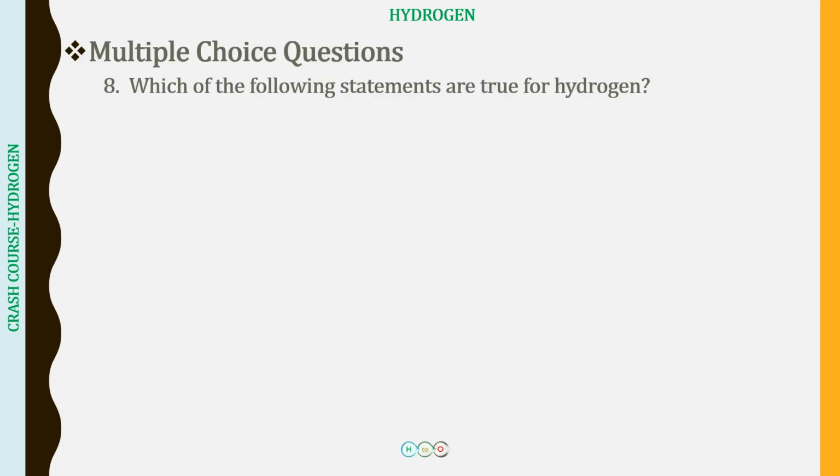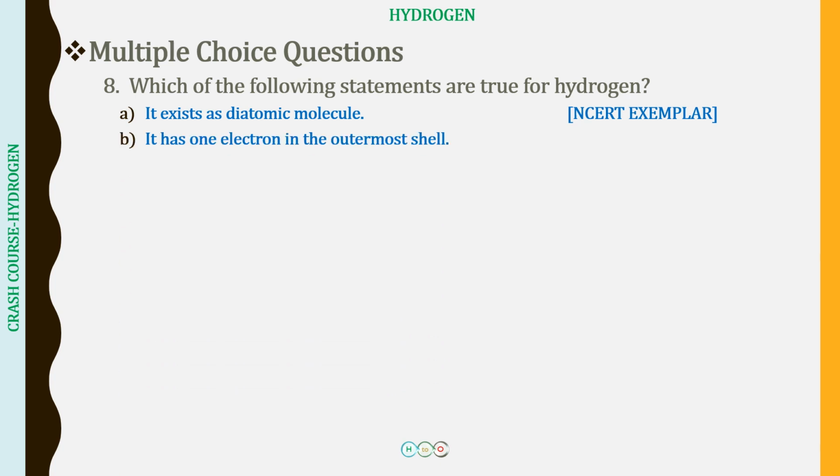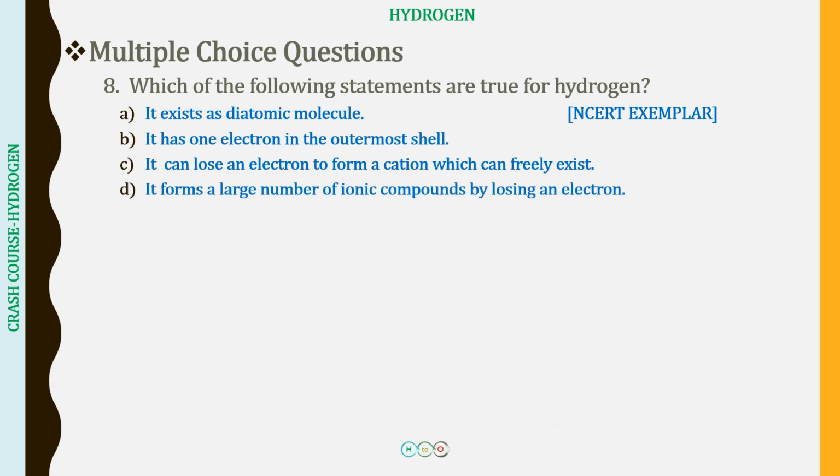The next question is, which of the following statements are true for hydrogen? And here the choices are: it exists as a diatomic molecule, it has one electron in the outermost shell, it can lose an electron to form a cation which can freely exist, it forms a large number of ionic compounds by losing an electron. This is also a question from the NCERT exemplar book, and this is a question which has multi-correct options. More than one option is going to be correct.